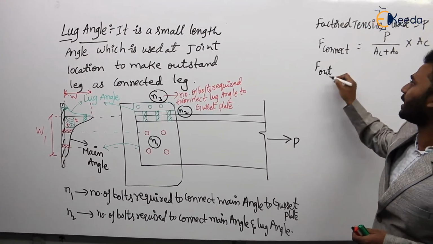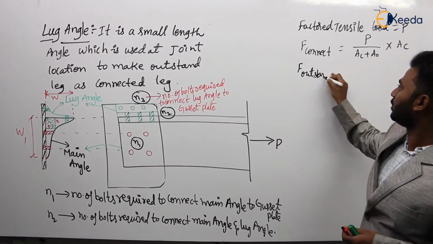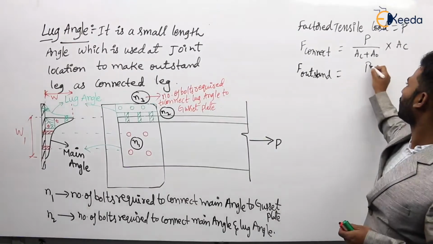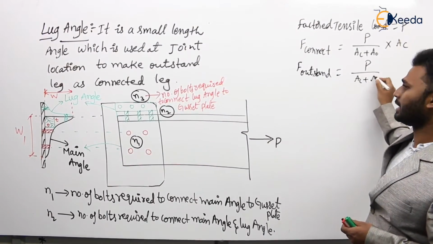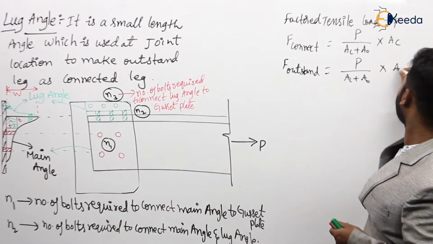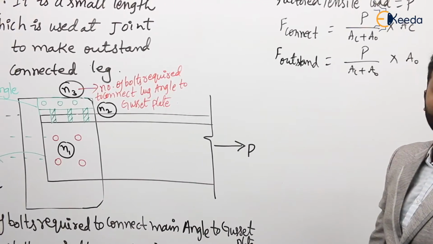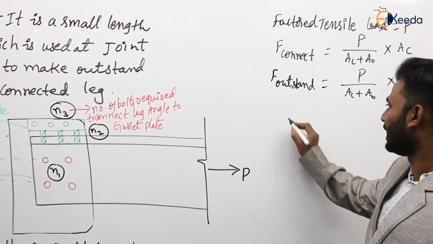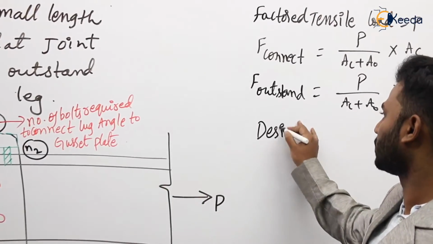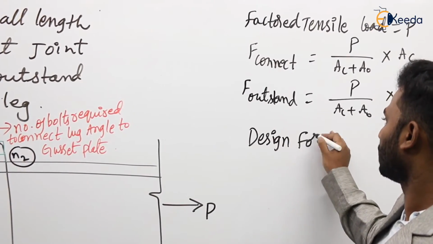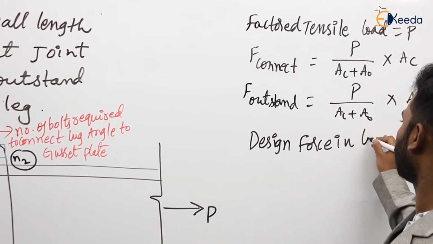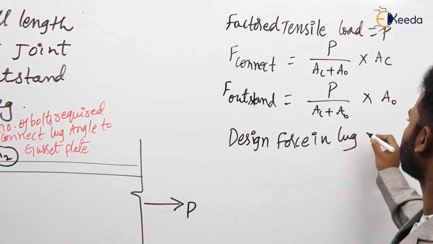Now the force in the outstand. So how to get it? Total force by AC plus A naught into A naught. So this is how to get the force in the outstand. Okay. So now the design force in the lug angle. Design force in lug angle.